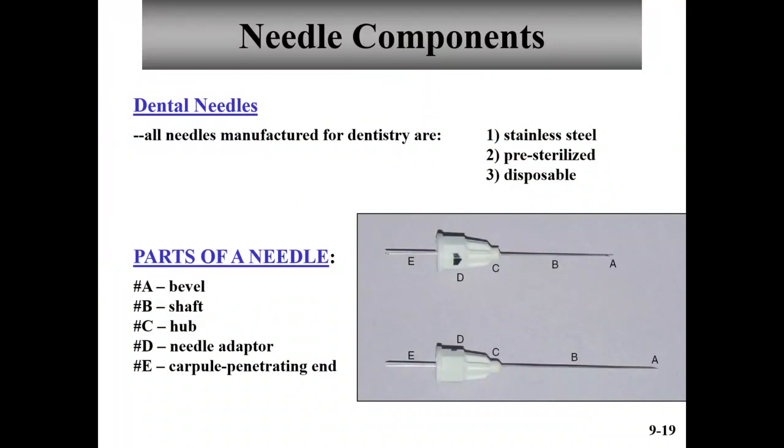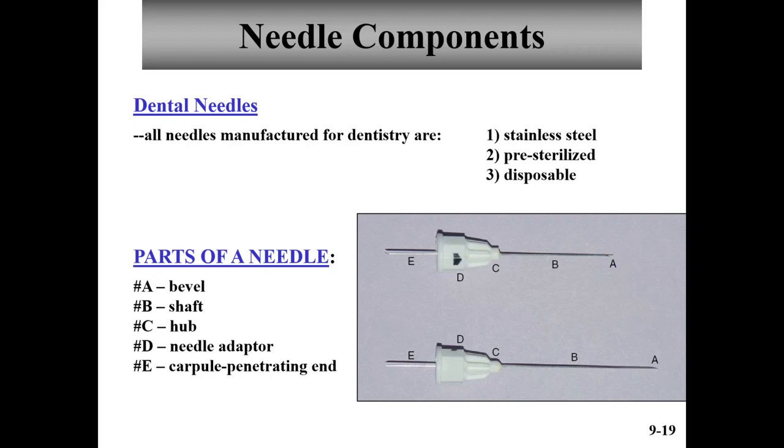All needles that are used in dentistry today are stainless steel. They're pre-sterilized, so when you get the needle, it's already been sterilized, and it's disposable. It's used for a single patient, not a single injection. You can reuse a needle on a patient 3 to 5 times, but you don't really want to use it more than that because the bevel becomes dull. The needle becomes dulled by repeated insertions.